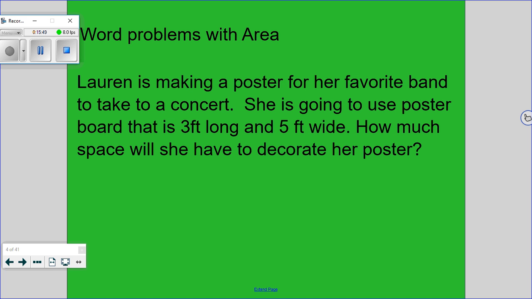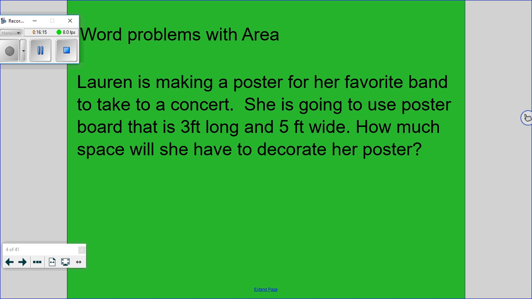So this word problem says Lauren is making a poster for her favorite band to take to a concert. She's going to use poster board that is 3 feet long and 5 feet wide. How much space will she have to decorate her poster? We've read it. What's our next step? We do the exact same thing every word problem.